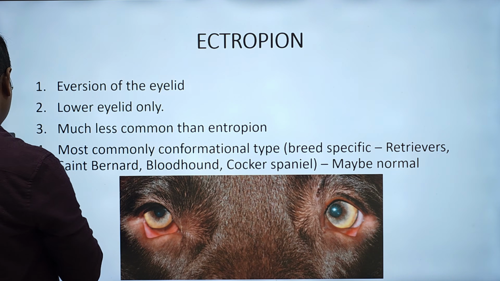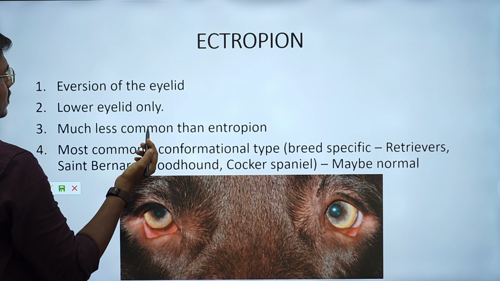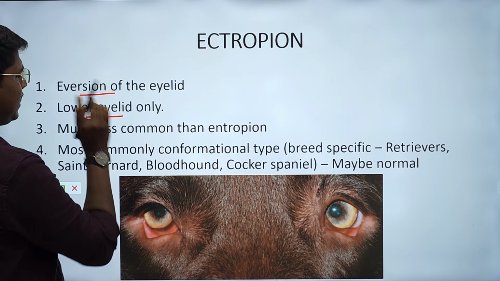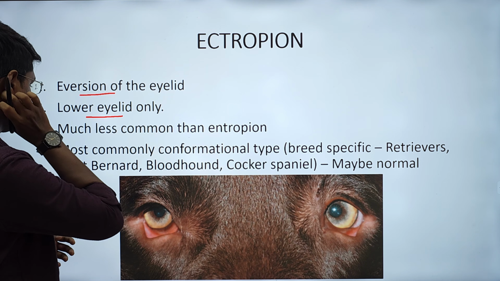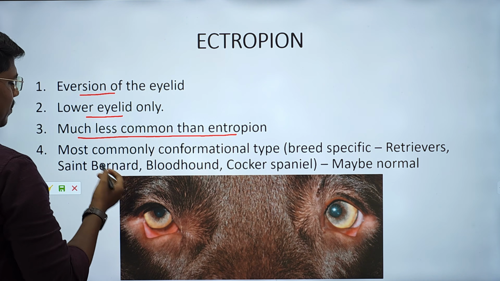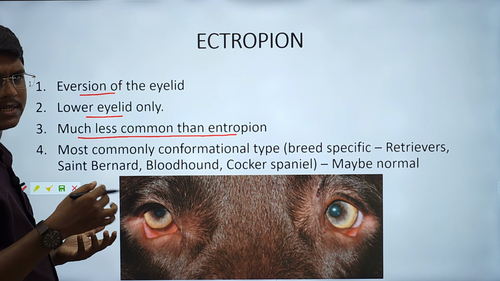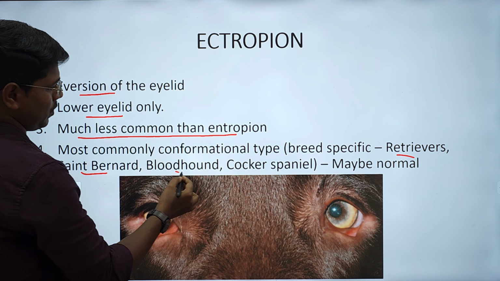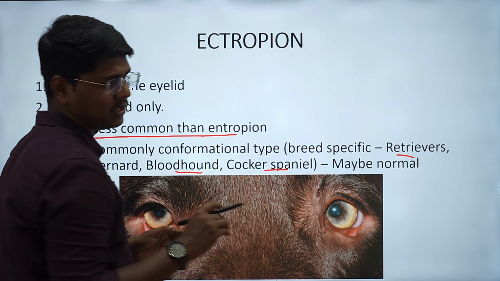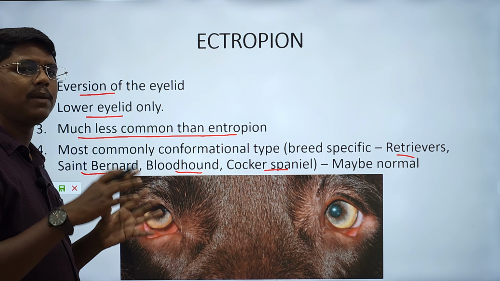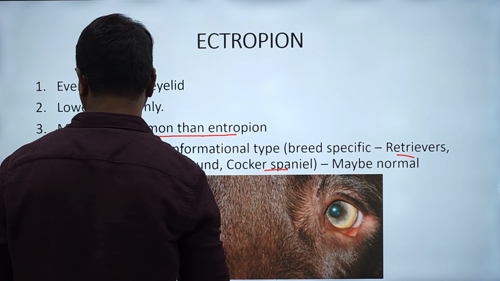Next is ectropion. Ectropion is basically the reverse, that is the eversion of the eyelid. It affects the lower eyelid only, does not happen in the upper eyelid. It is much less common than entropion. Some breeds have conformational, that is hereditary, ectropion, like retrievers, Saint Bernards, bloodhounds, cocker spaniels. In these breeds you may find it naturally. It may be normal, it may not be pathological.